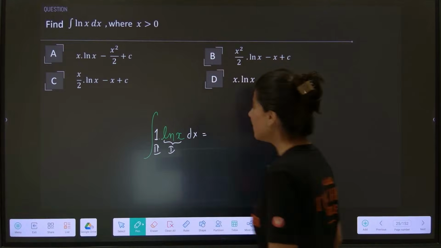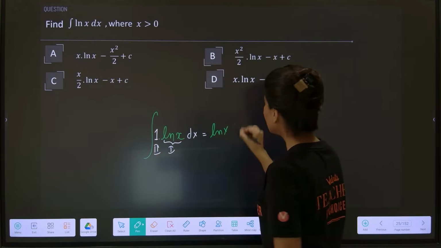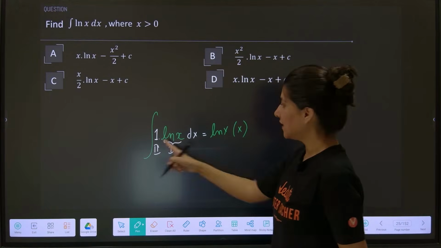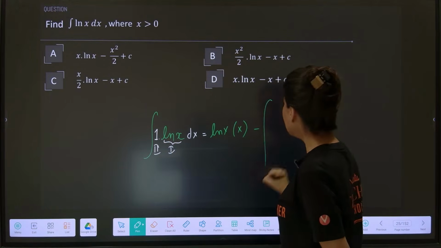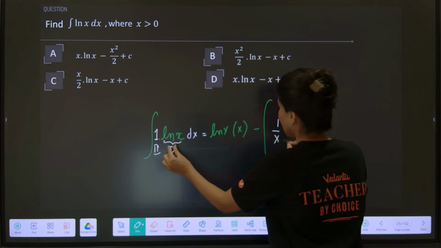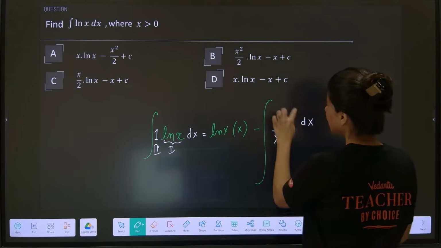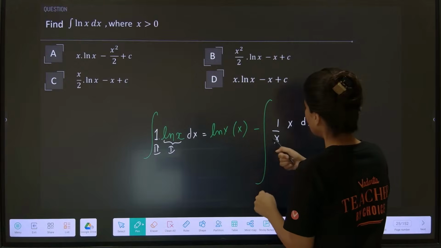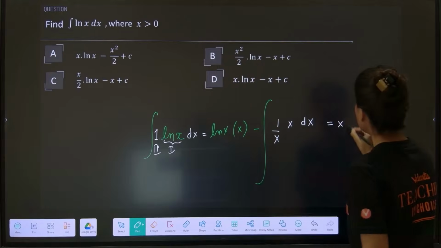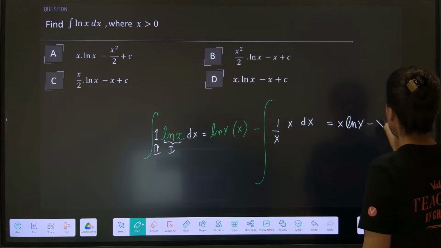What is the formula, ma'am? First function constant, integration of second function, minus integral of derivative of first function, integration of second. Integration of 1 is x. So this x cancels, this is 1 only. Right or wrong? See, x cancel. So this is going to be x ln x minus, now integration of 1 is x plus c.